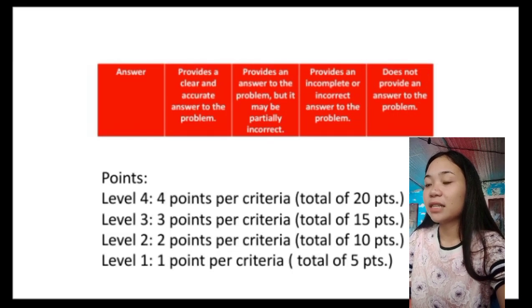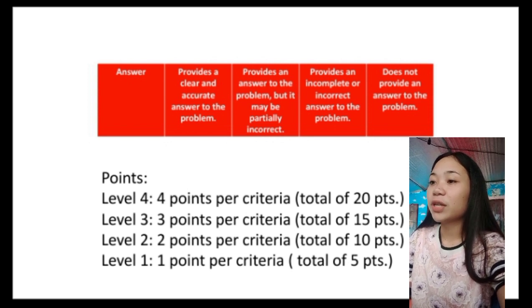Next we have the answer. So answer, this is for our final criteria. The pupil will get 4 if it provides a clear and accurate answer to the problem, and 3 if it provides an answer to the problem but it may be partially incorrect. They will get 2 points if it provides an incomplete or incorrect answer to the problem, and 1 if it does not provide an answer to the problem.